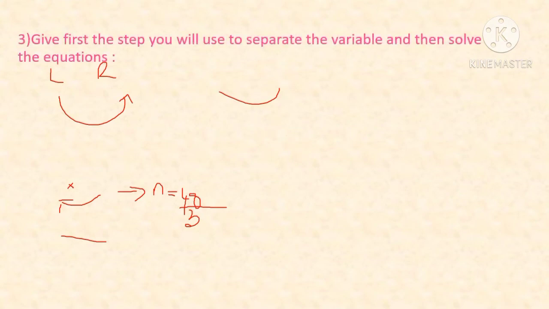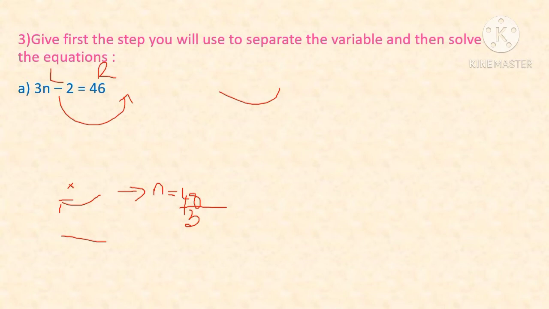The first question: give the first step you will use to separate the variable, and then solve the equation. That means you want to solve the equation and find the value of the unknown. The first question is 3n minus 2 equal to 46.